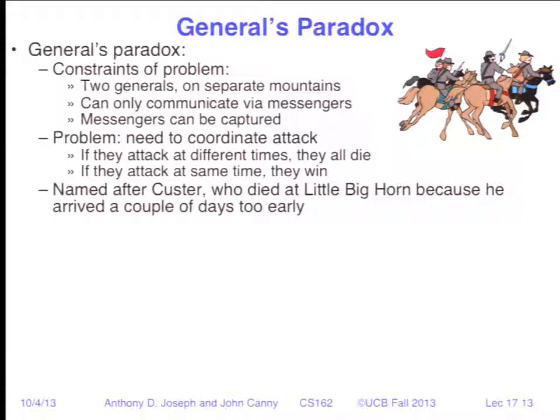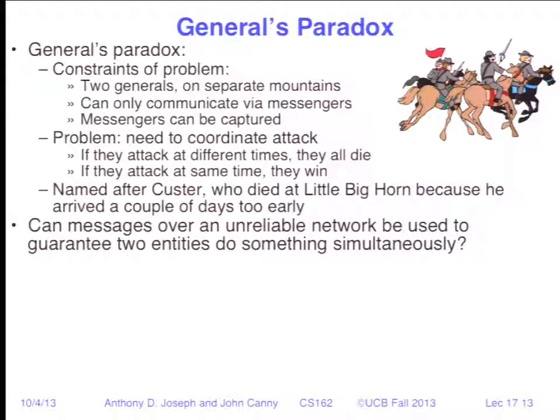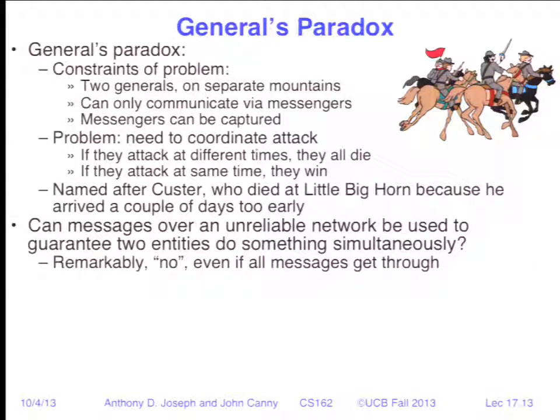Can we agree? Yes? No? I'll give you a hint. It's a paradox. So, we want to make sure that these two entities, and there's obviously an analogy here for computing, agree, sending as many messages as they want back and forth on something. Those messages can be lost or corrupted. The answer is no, even if all the messages get through. This is why it's a paradox.